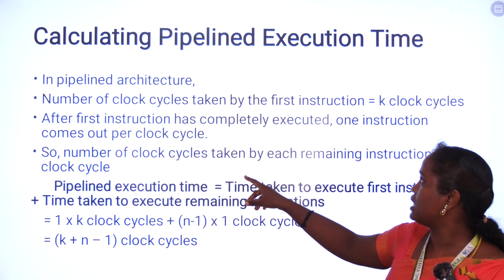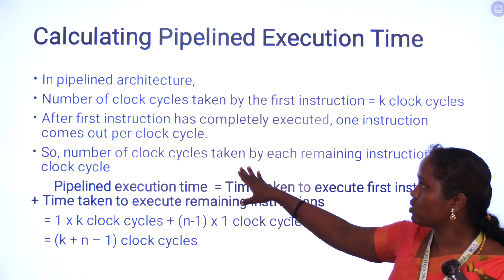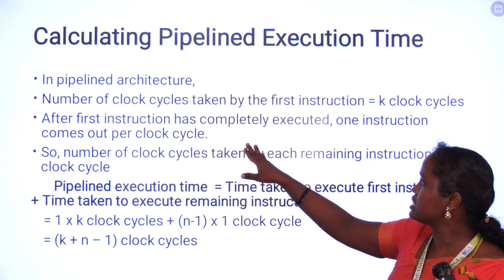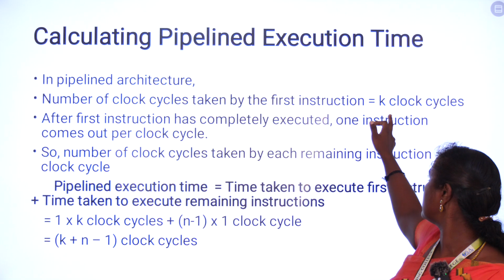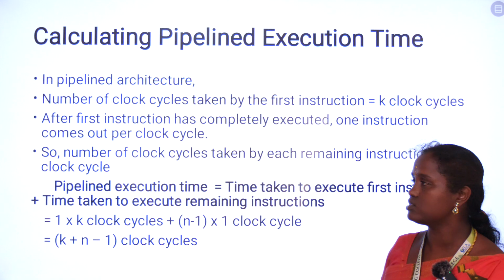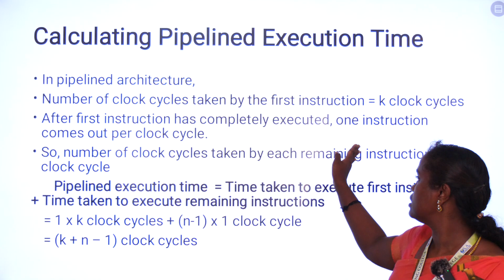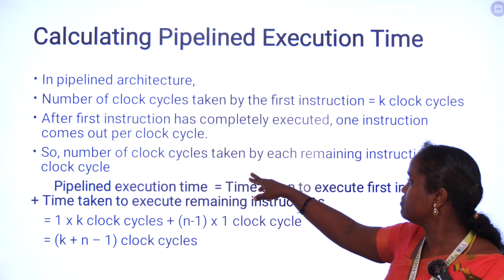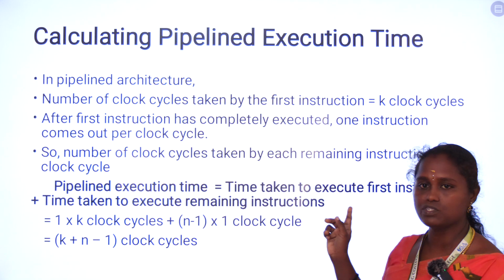Okay, next thing is calculating pipeline execution time. When we talk about the pipeline architecture, let us assume the number of clock cycles taken by the first instruction is equal to k clock cycles. After the first instruction has completed execution, one instruction comes out per clock cycle.